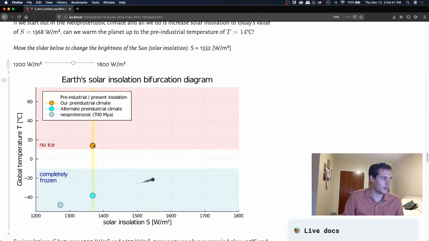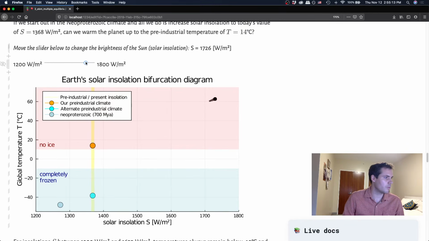So present day is about 14 degrees C. There's very little ice on the planet. We want to get there. But if we keep, oh, okay, something happens here. When we get to a certain amount of solar radiation, you're no longer completely frozen. You start getting temperatures that are partially frozen, and then the ice albedo feedback kicks in, and we warm really quickly up to, this is like extremely hot. This is 60 degrees Celsius, hundreds of degrees Fahrenheit.